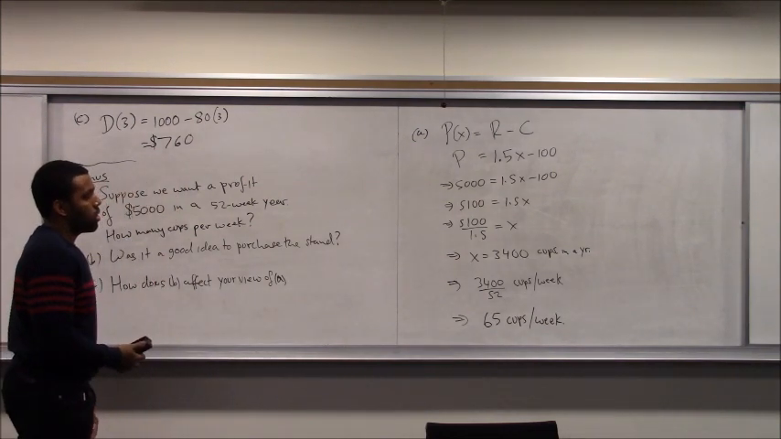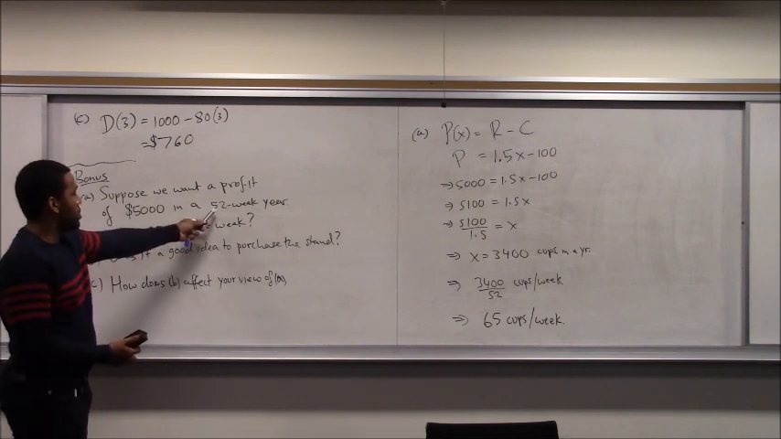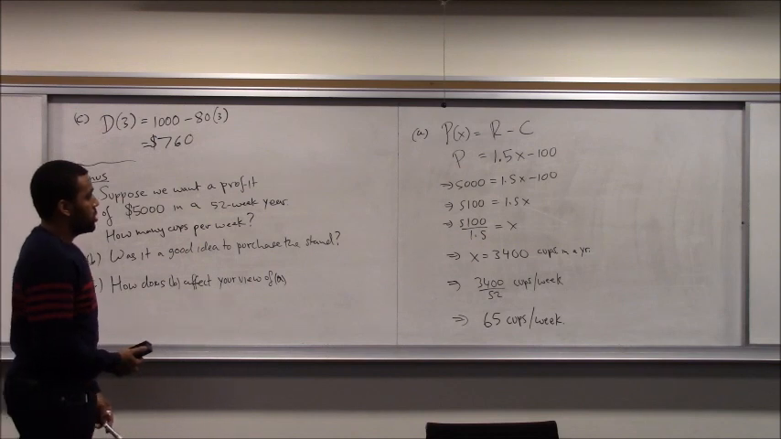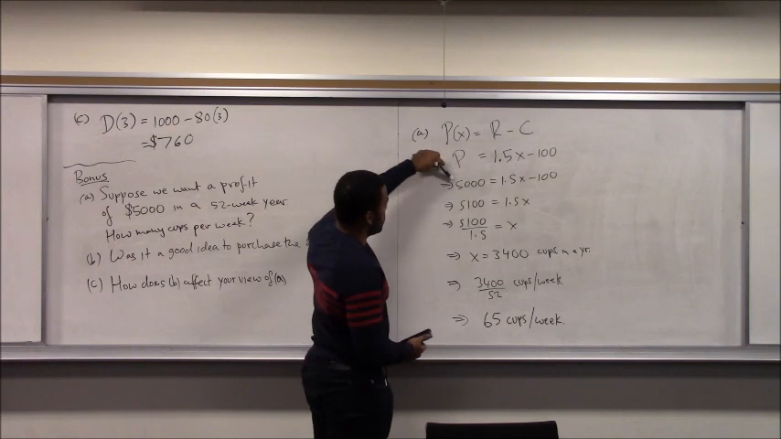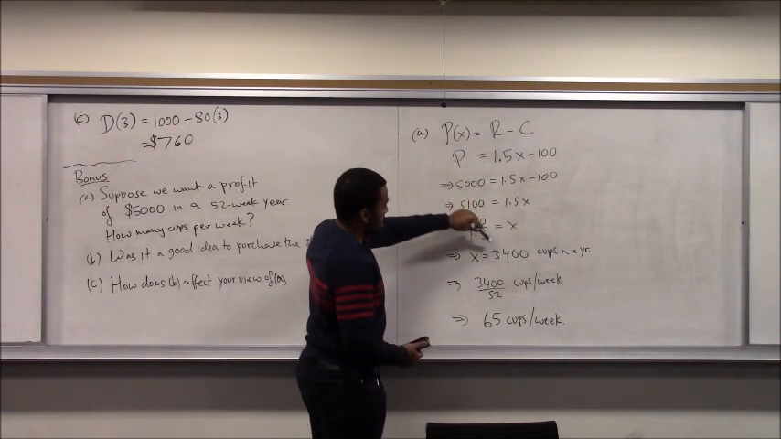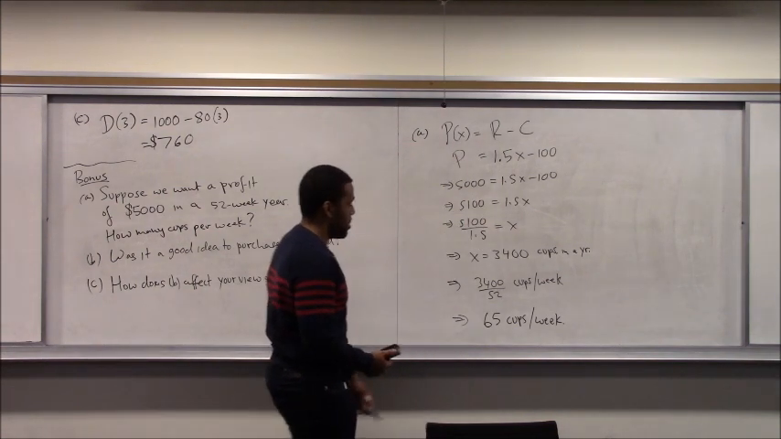Wait, where did the 52 come from? Oh, because I'm assuming a year has 52 weeks, so I do per week. So this profit, the 5,000, is over a year. So to make that, I need this many cups, but that's talking about in a year. So I just divide by 52 weeks.